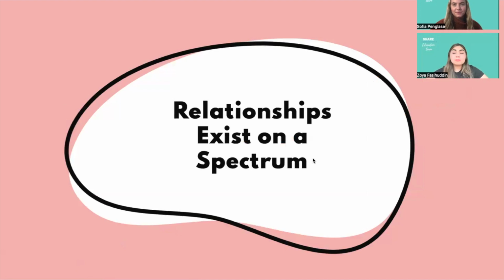Remember that relationships exist on a spectrum and they won't all look the same. A relationship might have some healthy behaviors and some unhealthy ones, and they can move up and down on the spectrum. It can be helpful to keep these signs of healthy relationships in your mind so you can assess where your own relationships fall on the spectrum.